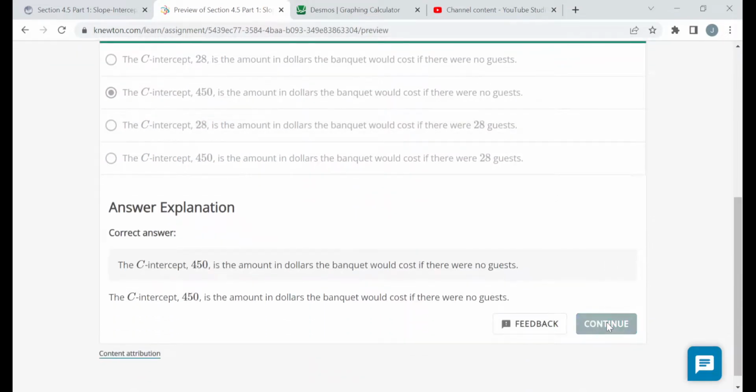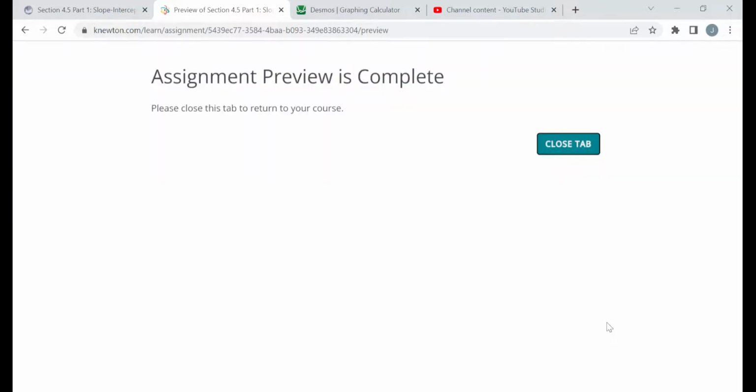Alright, and that should be it for this preview version of this assignment. Again, I do apologize for that one error. Just read the questions more carefully than I just did, right?